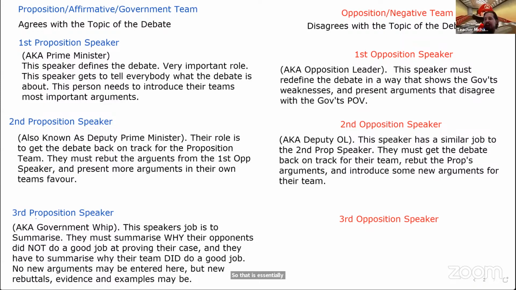They are not allowed to introduce any new arguments into the debate, but they are allowed to introduce new evidence, new rebuttals, and new examples that can help prove their already existing arguments even stronger. So they can make their already existing case stronger, but they cannot add new arguments to their team's case. So that is the third proposition speaker.